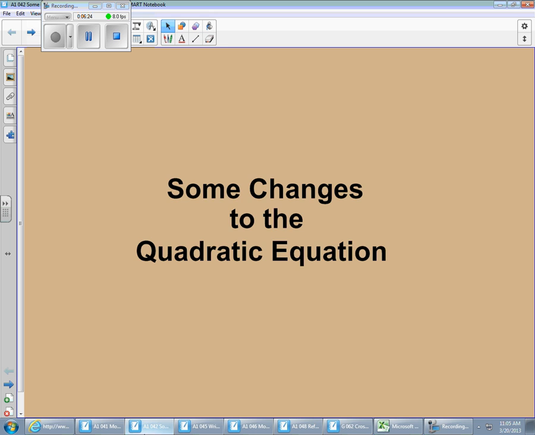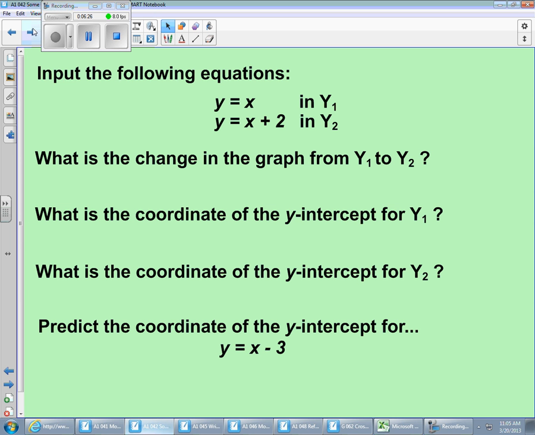The next day we started looking at some basic changes to the quadratic equation. We had a lot of trouble with these, but follow along. Hopefully we can do a little better with them right now than we did when we first started doing this. Here's a couple of equations.